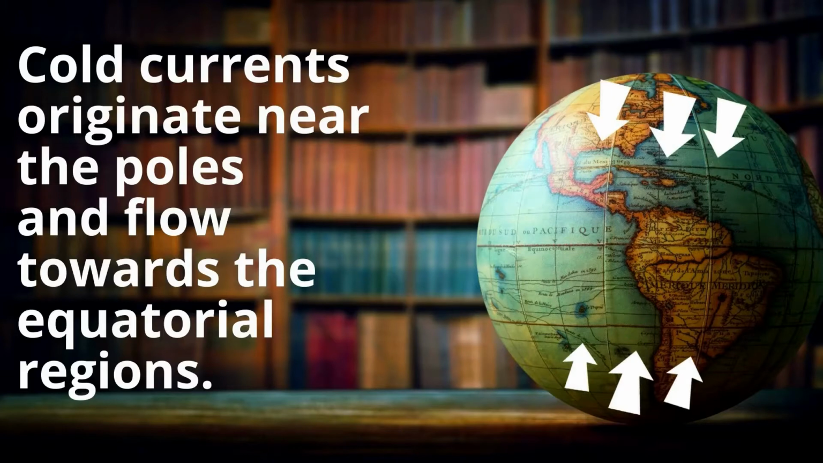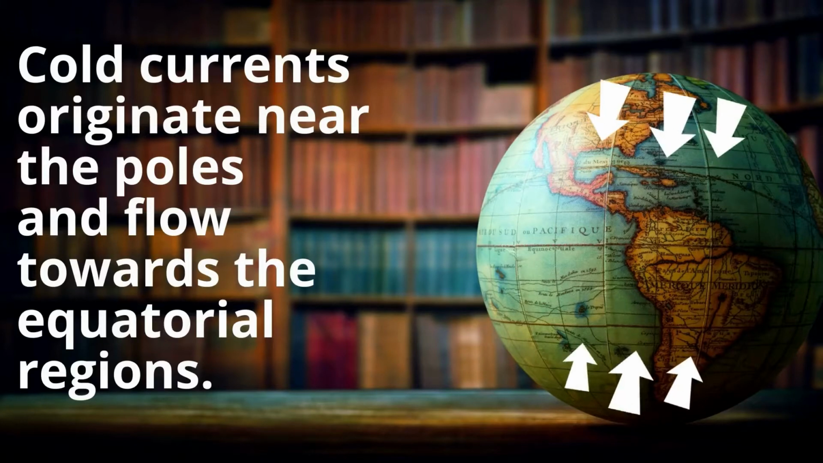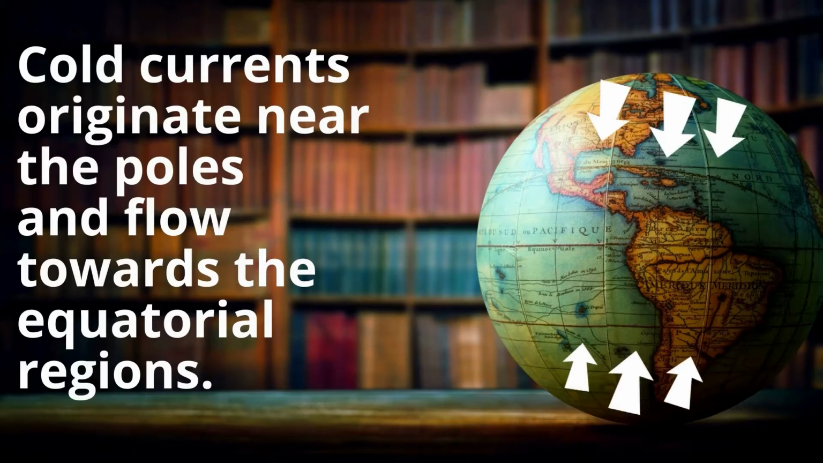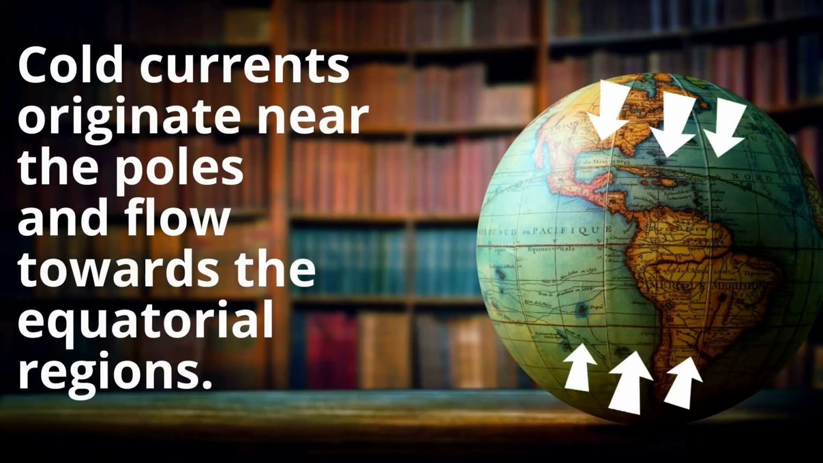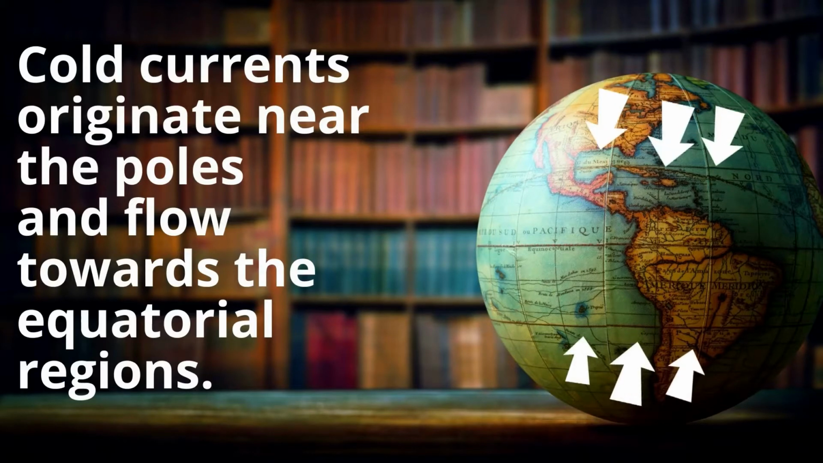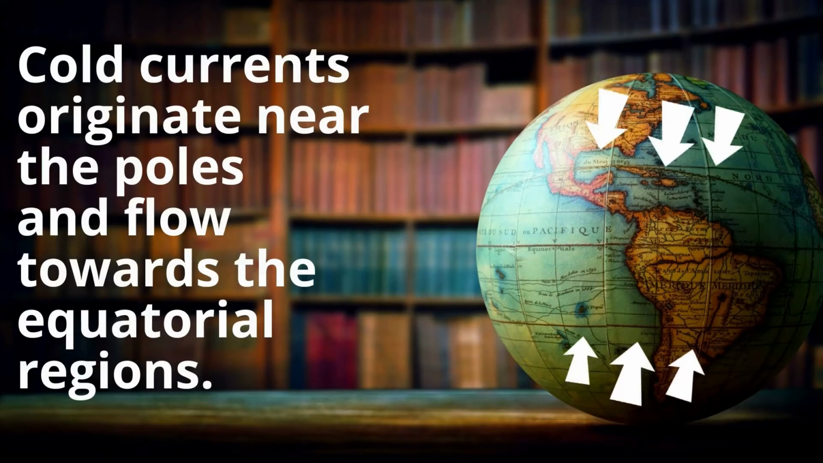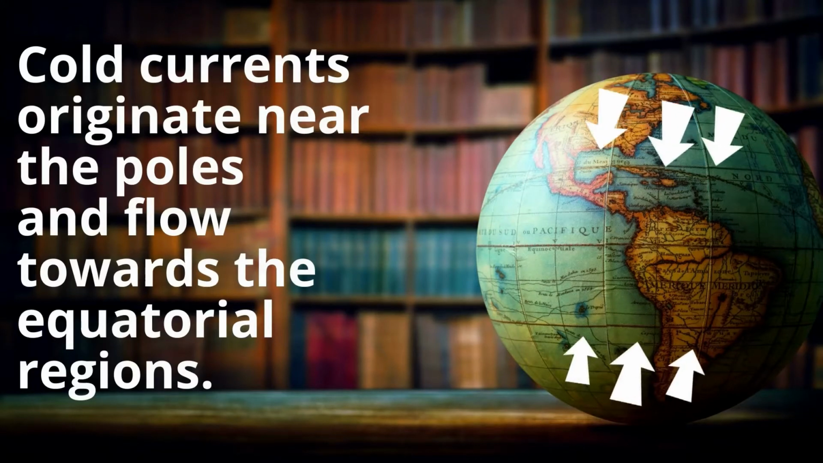What about cold ocean currents? Where do they originate? Cold ocean currents, as you can see in this picture, originate near the poles, near the North Pole and the South Pole. That's where the cold ocean currents originate and they flow from the South Pole and the North Pole towards the equator, towards the regions that are near the equator.